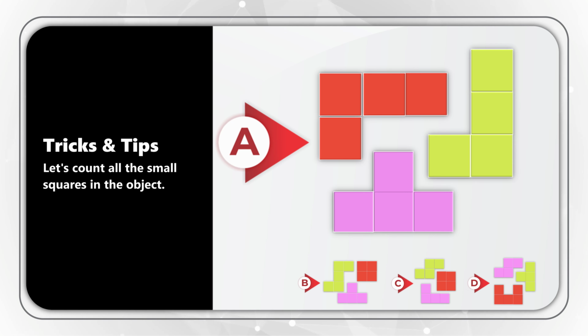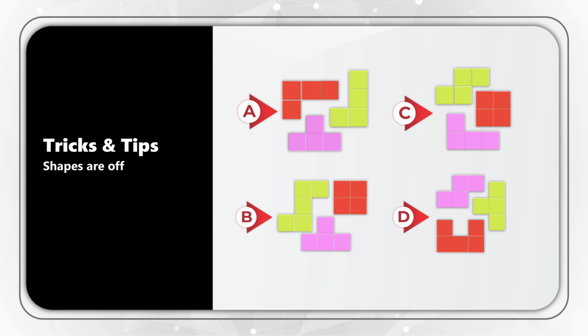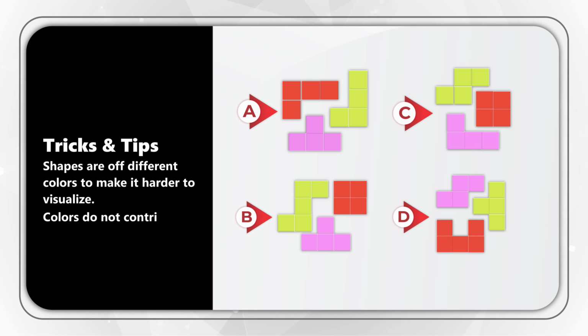Another trick question designers are used is colors. If you look closely, target shapes are of different colors just to make it harder for you to visualize and find the right set of shapes, which means that colors do not contribute to the pattern detection.